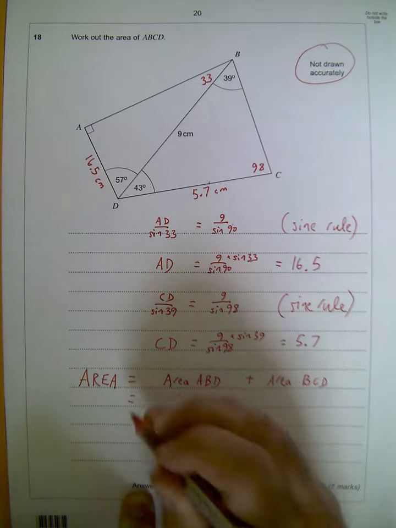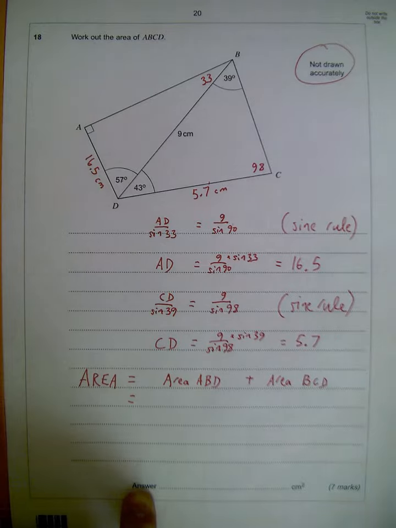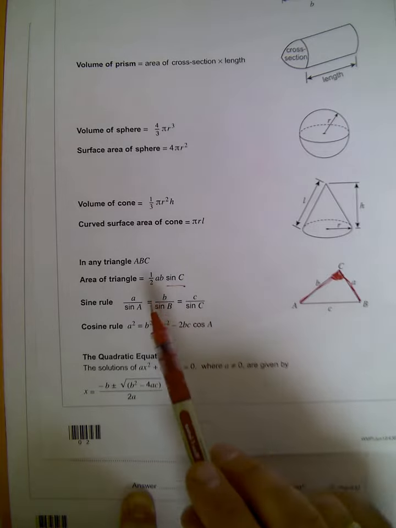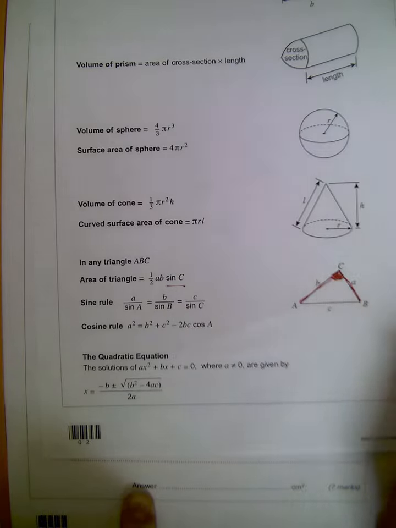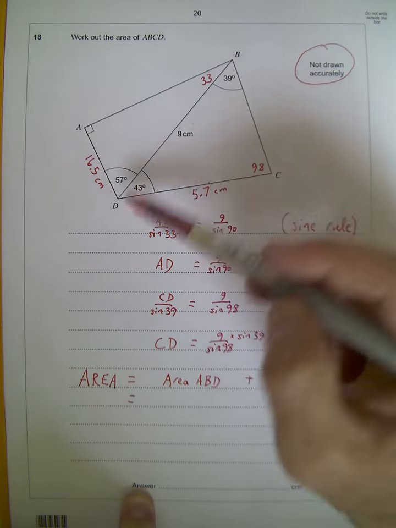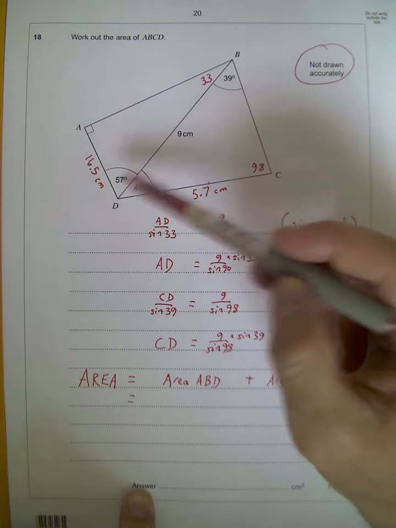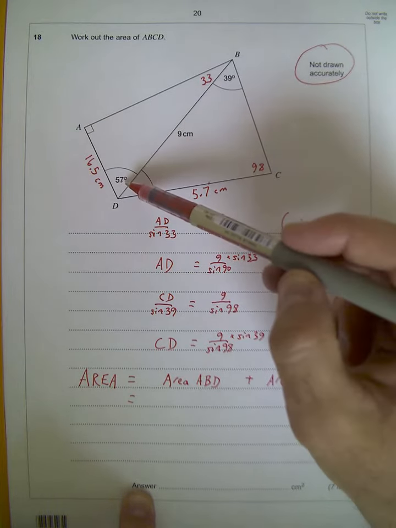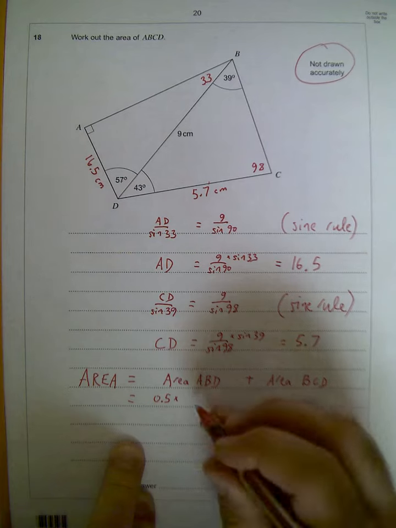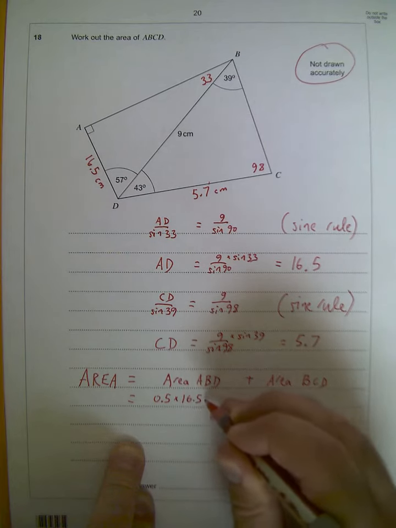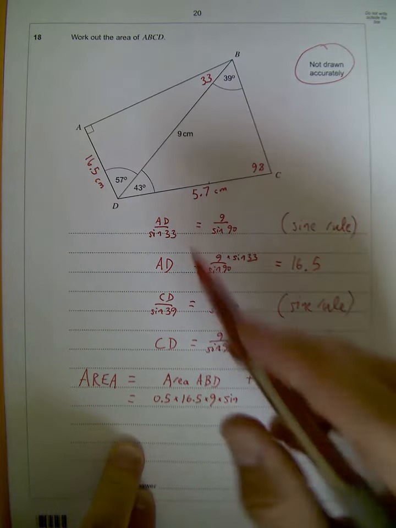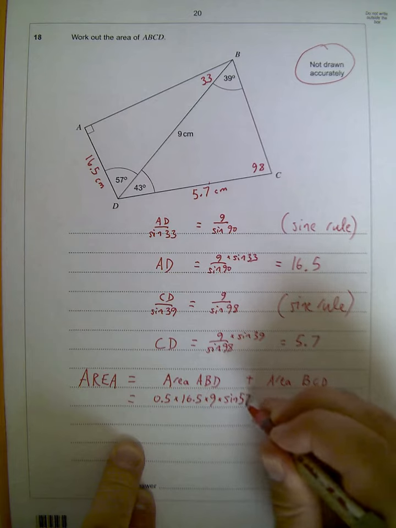And the formula we just looked at for area of a triangle says that you can find the area of a triangle by doing a half times two of the sides times the sine of the angle between them. So here, for example, in this triangle ABD, we know two of the sides are 16.5 and 9, and we know the angle between them is 57. So the area of that triangle is a half, or 0.5, times the two sides, 16.5 times 9, times the sine of the angle between them, the sine of 57.